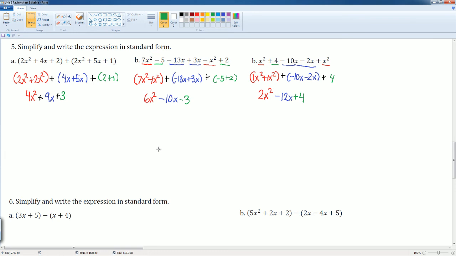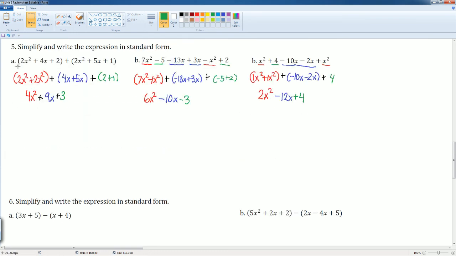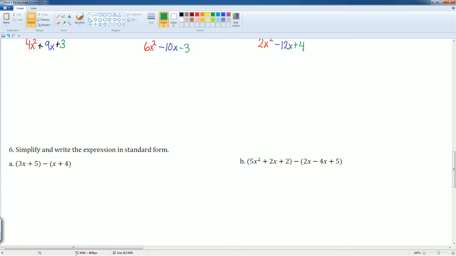Right, good. Now we are going to do 6. 5 had us adding and simplifying. 6 has us subtracting.